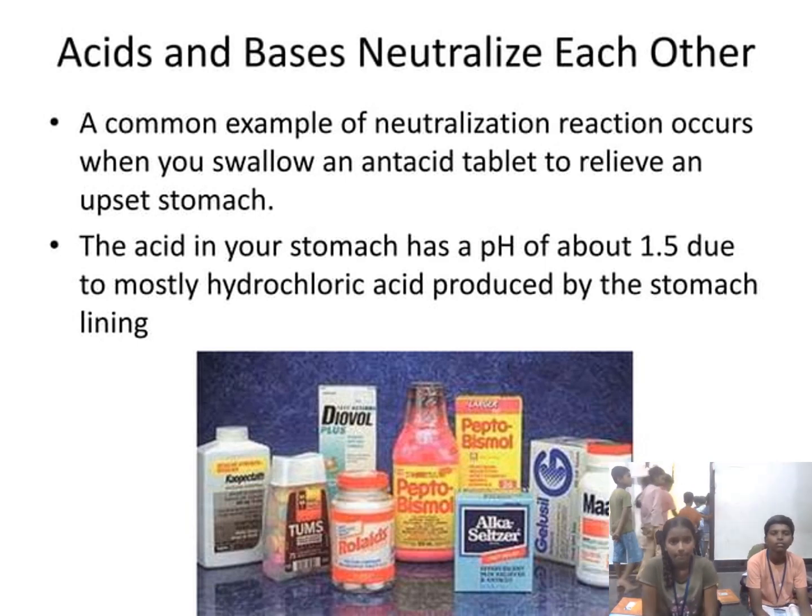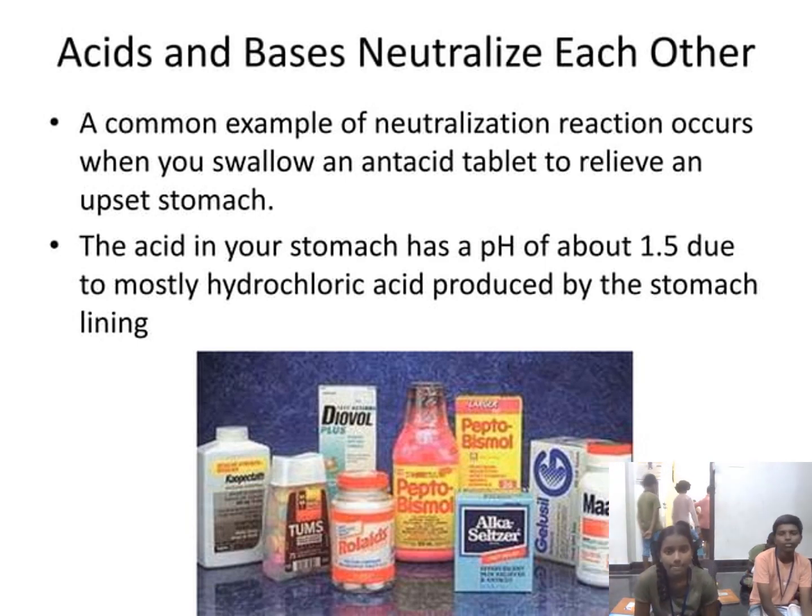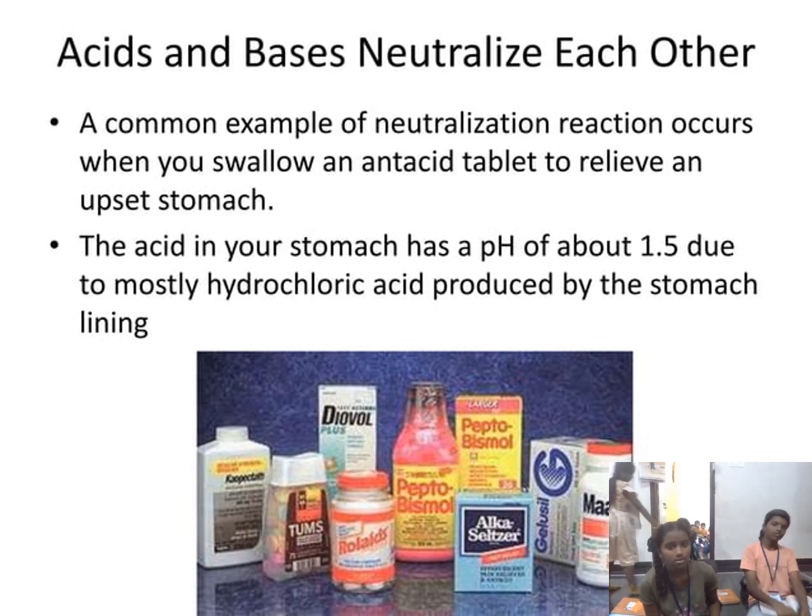The acid in your stomach has a pH of about 1.5 due to the hydrochloric acid produced by the stomach lining. That is what we have discussed. A pH of 1.5 is a strong acid, right? If the pH is 1.5, then we call it a strong acid.